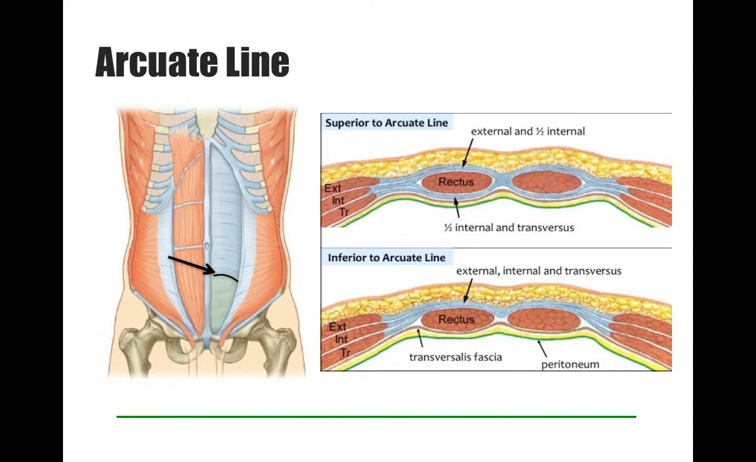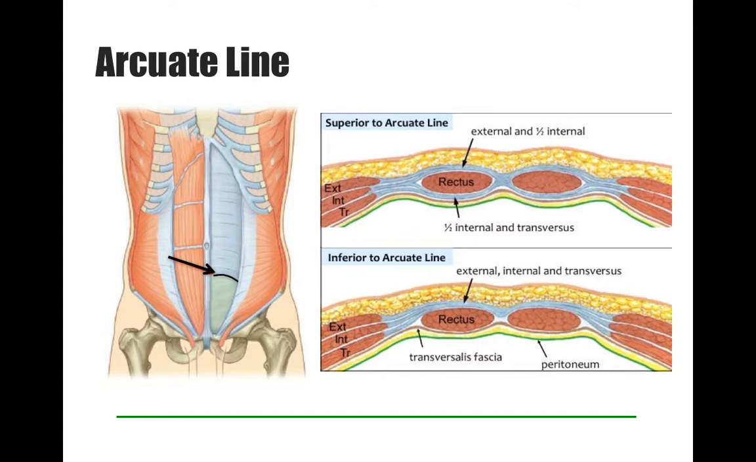But like I said earlier, it depends on if you're superior or inferior to this arcuate line right here. So we already looked at the structure superior to it. The rectus is going to be bound on both sides by aponeurotic layers. But here, when you go inferior to the arcuate line, what you see is that all those aponeurotic layers are going to be anterior to the rectus abdominis muscle. And posterior, what you see back here is just a layer of transversalis fascia, and then you can see that extraperitoneal fat, and then the peritoneal cavity itself.